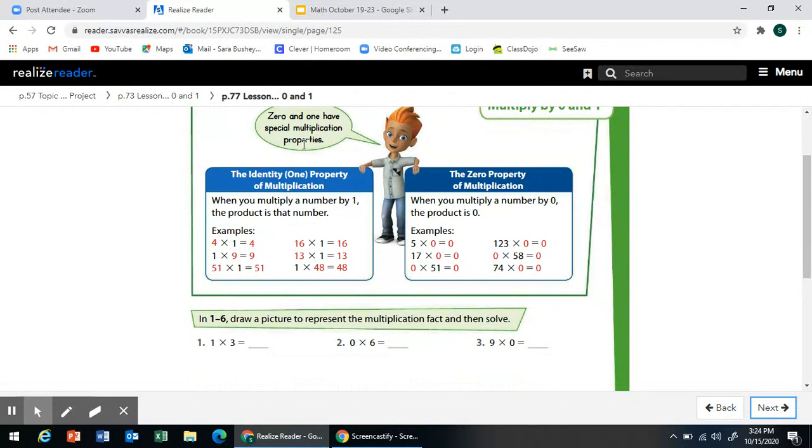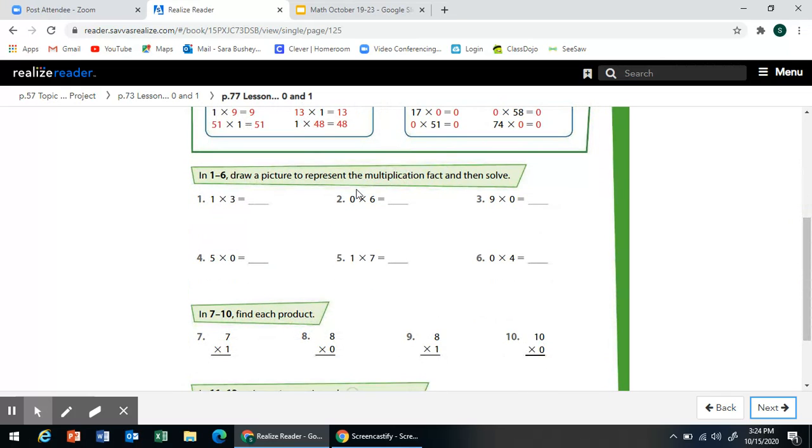How awesome is this? It's going over exactly what we learned. The identity property of multiplication. When you multiply a number by 1, the product is that number. When you multiply a number by 0, the product is 0. Everything's there for you. Now, boys and girls, it says down here to draw a picture. Feel free to do that. We should know, and I'm going to do one more for you just as a tip. 1 times 3 means 1 group of 3. There's my answer, 3. So feel free to draw a simple model to help you with this.